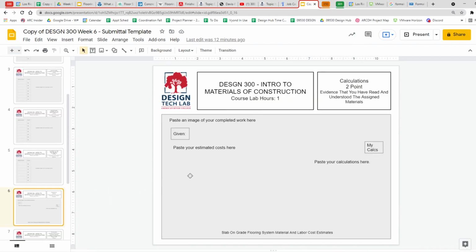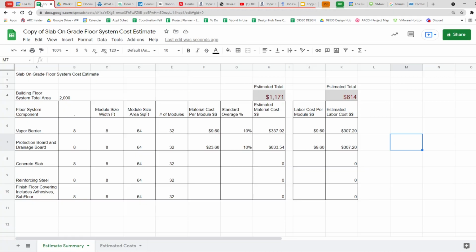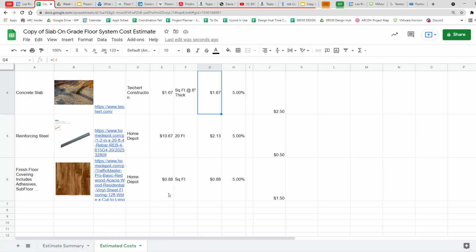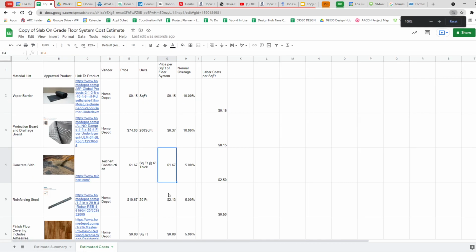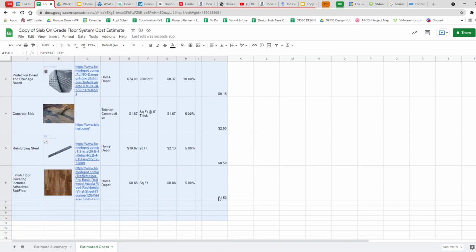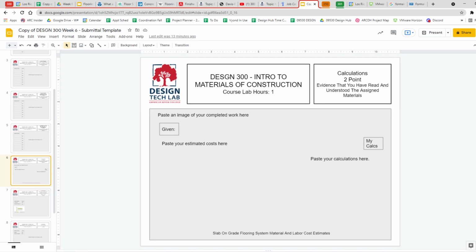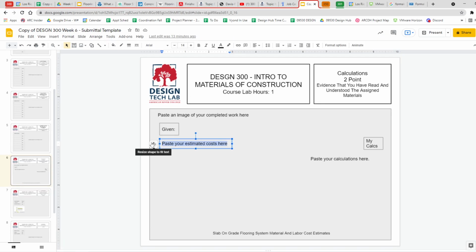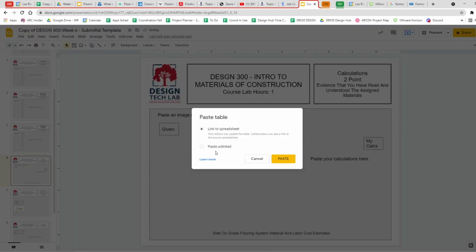Now, what are you going to put in here? The given is this cost estimate right here. Your costs. Place your estimated costs right here. I'm going to paste it unlinked.